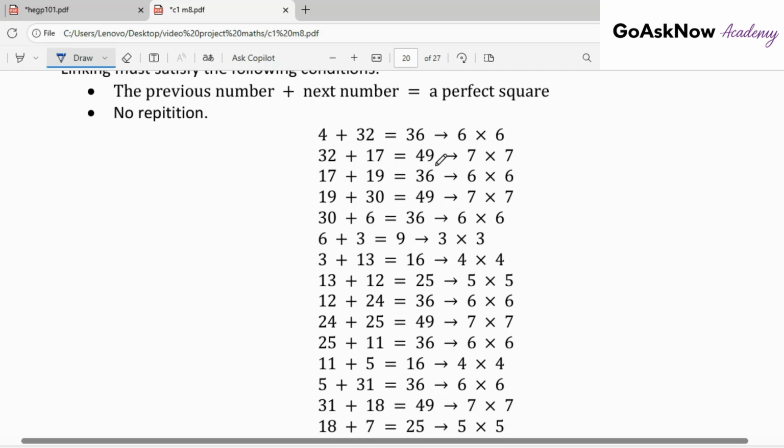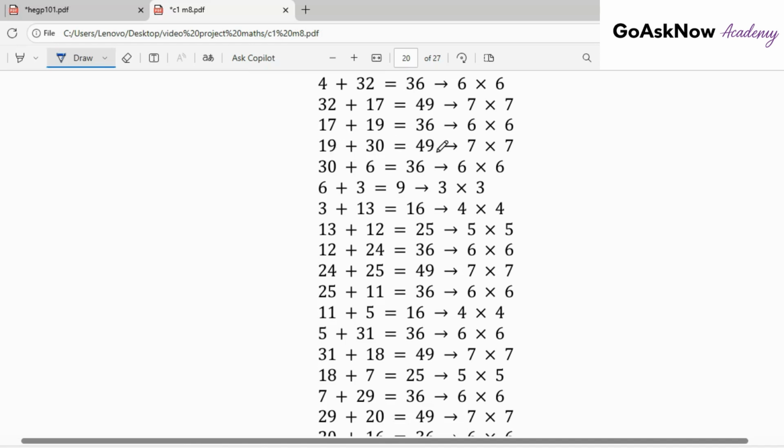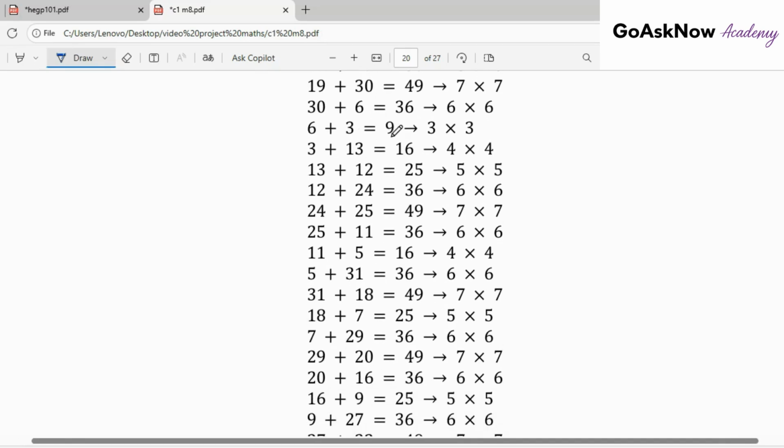32 plus 17 is equal to 49, 7 squared. 17 plus 19 is equal to 36, 6 squared. 19 plus 30 is equal to 49, which is 7 squared. 30 plus 6 is equal to 36, which is 6 squared. 6 plus 3 is equal to 9, 3 squared. 3 plus 13 is equal to 16, which is 4 squared.